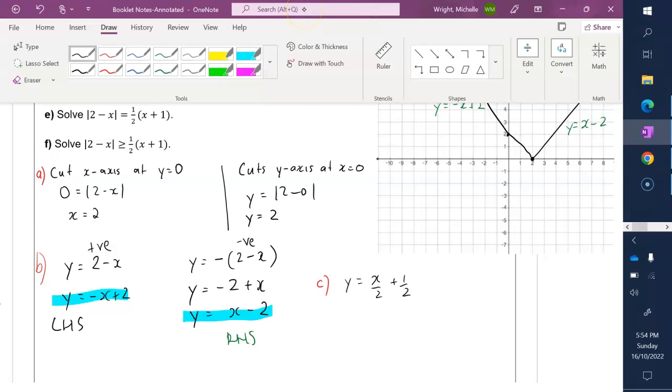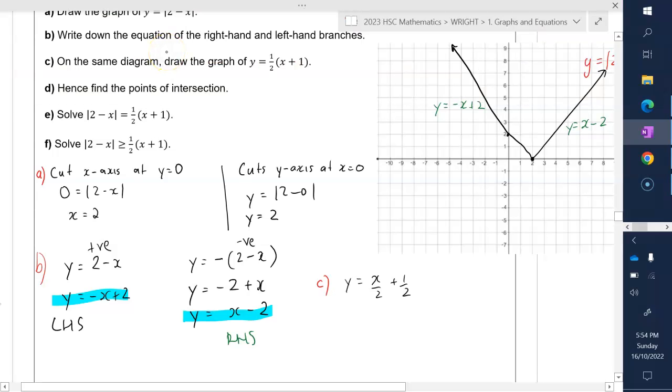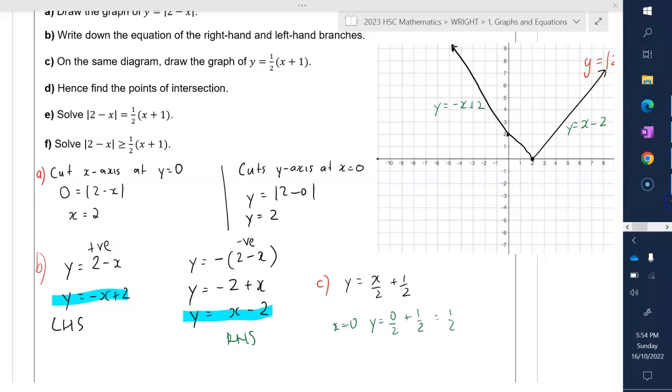So we need to figure out some points. So maybe what we will do is, if we have a look at some values, let's say we look at x equals 0 first, and we'll actually try and plot that up there. So when x is 0, what have we got y equal? That will be 0 on 2 plus a half, which is a half. So when x is 0, y is a half. So we're over here. And we'll put some other values in there.